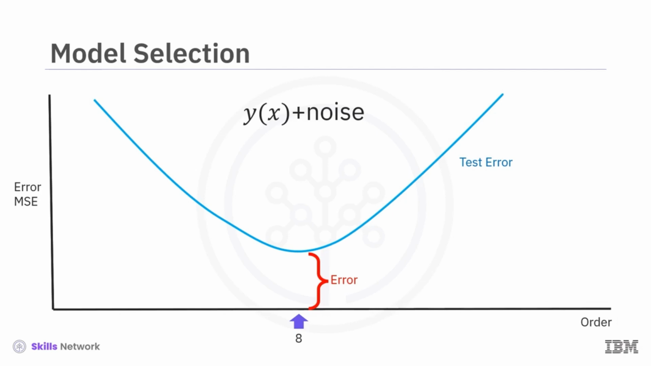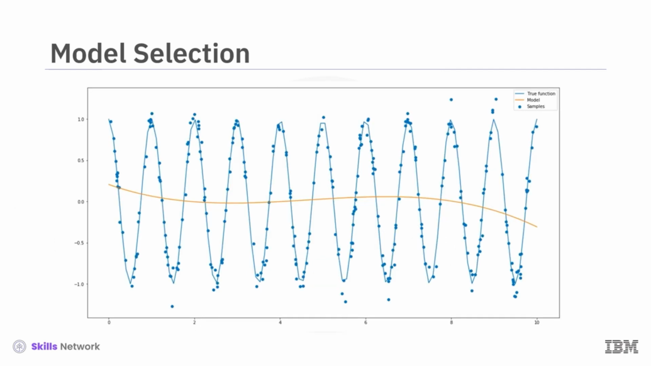There are other sources of errors as well. For example, our polynomial assumption may be wrong. Our sample points may have come from a different function. For example, in this plot, the data is generated from a sine wave. The polynomial function does not do a good job at fitting the sine wave.